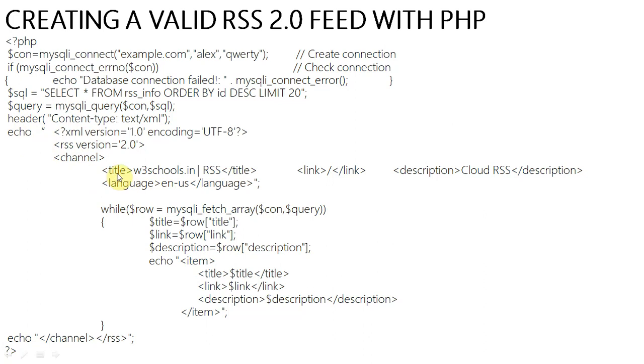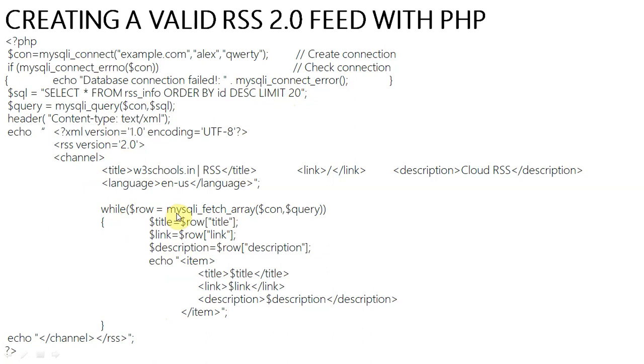So now we are writing here title, the name of the website, and link and description. Its description is cloud RSS, and language is EN, in English, US English. So we have mentioned all these headings, and then we are using a while loop. Because we are collecting 20 data, this while loop will execute 20 times.